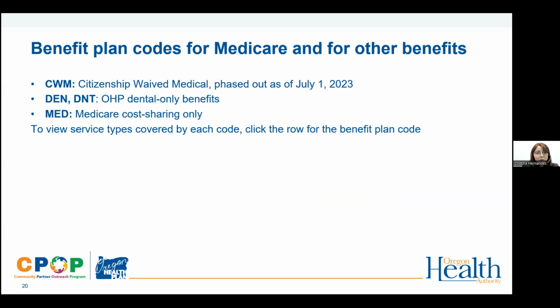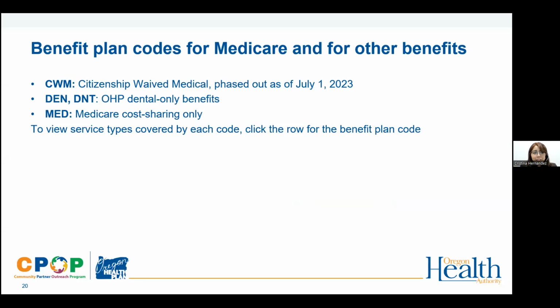And the other one, this is what you would see for other Medicare codes, but also for other benefit levels. For example, we talked about the citizenship waived medical, it would show CWM. And again, this was phased out as of July 1st, but you might still see this if you're looking for historical data for somebody.